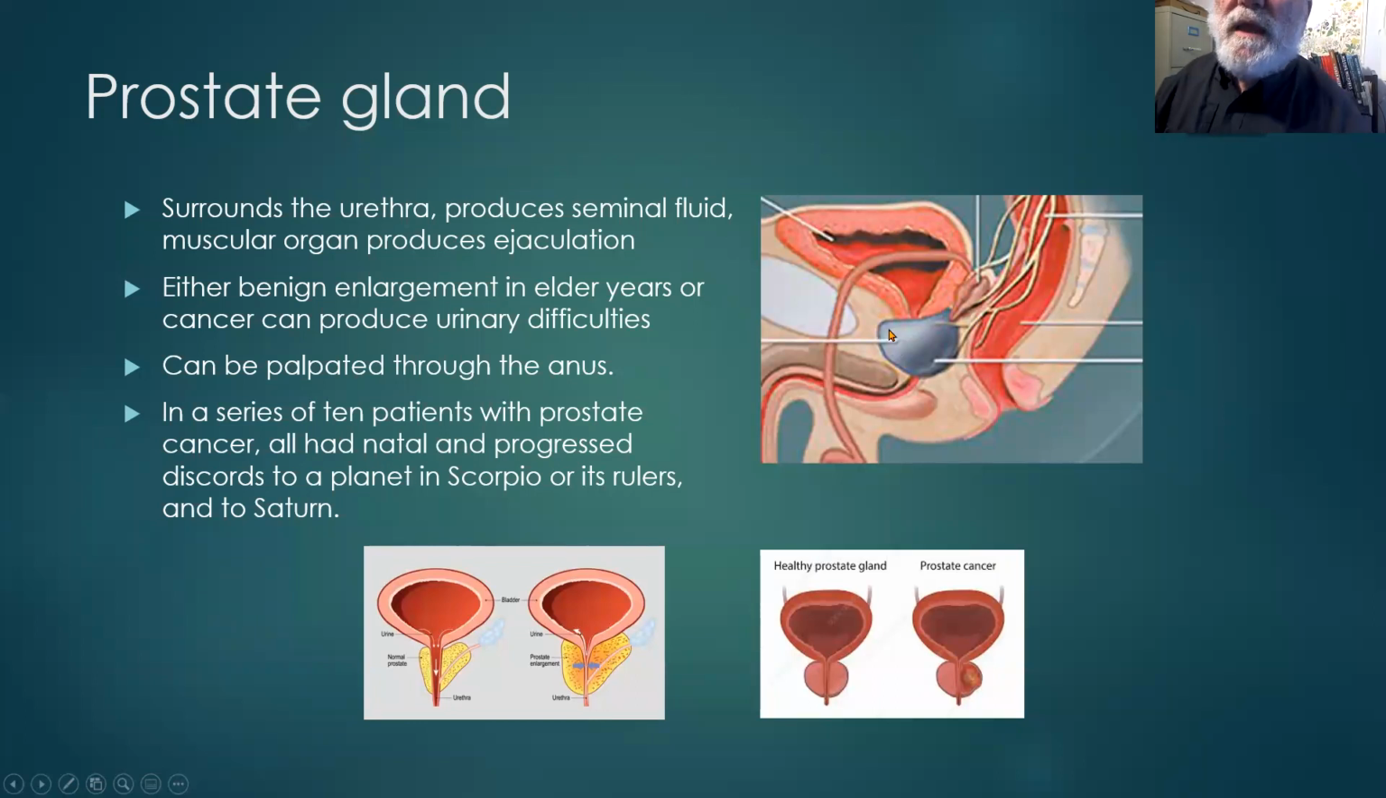So, this was the old way before they had imaging. If you feel anything lumpy there, it's probably a tumor, right? If it feels soft and fluffy, it's probably enlarged prostate, right? So that was the old way of doing it. Okay. Yeah, I did a series of 10 patients with prostate cancer. They all had natal and progressed discords to a planet in Scorpio, its rulers, and also to Saturn.